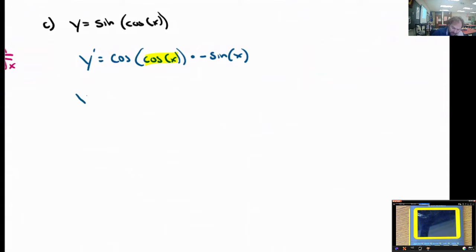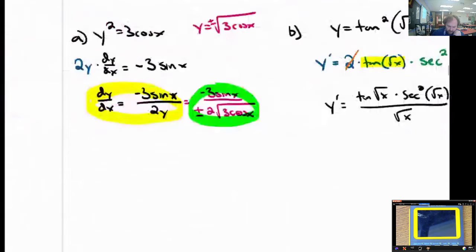I'll clean it up a little bit. I'm going to move the negative sign to the front. Negative sine of x times the cosine of the cosine of x. You'd think there'd be some sort of function out there for the cosine of the cosine, but there isn't. And there you go. A couple derivatives to start us off today.